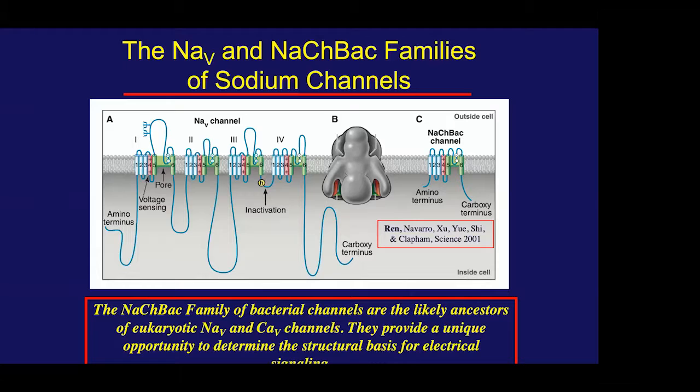So looking at this sequence of 2,000 amino acids, we can see that it folds back and forth. It's threaded through the membrane 24 times, as you can see in this diagram.